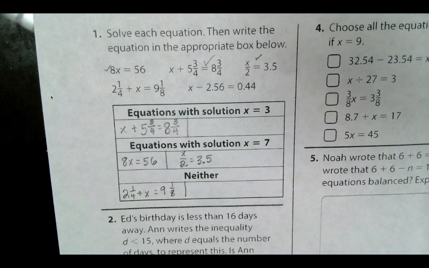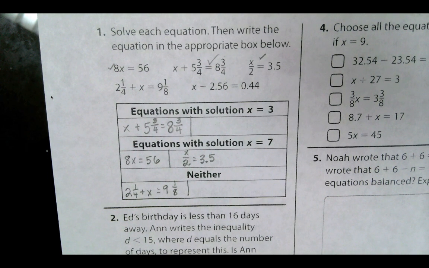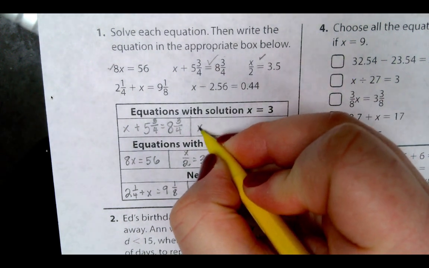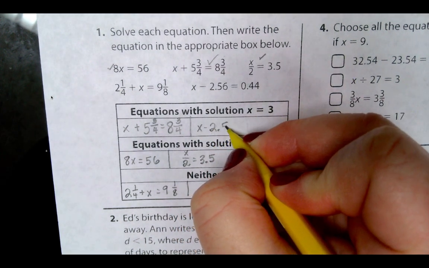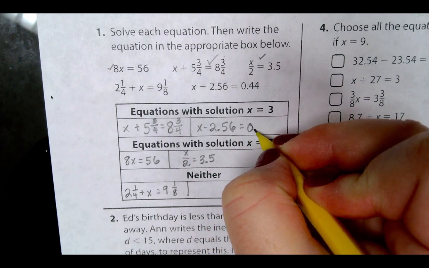Now I have my last one, x minus 2.56 equals 0.44. What can I do to isolate my variable x? You all know this. Somebody tell me. Gabe, you can add 2.56 and 0.44, which gets you 3. So x minus 2.56 equals 0.44 goes with x equals 3.